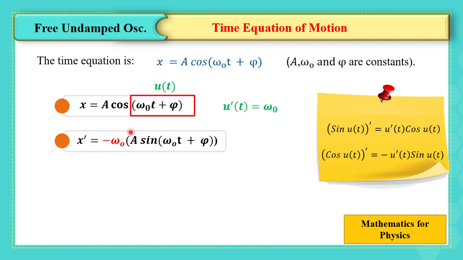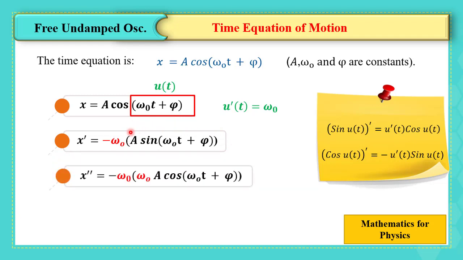Now the derivative of x prime is minus omega 0, which is constant, into, now the derivative of a sine omega 0 t plus phi is omega 0 again, because we are making the derivative of u prime of t, which is omega 0 t plus phi. So omega 0 times a cosine omega 0 t plus phi, because the derivative of sine is cosine. Finally, the answer is minus omega 0 squared a cosine omega 0 t plus phi.